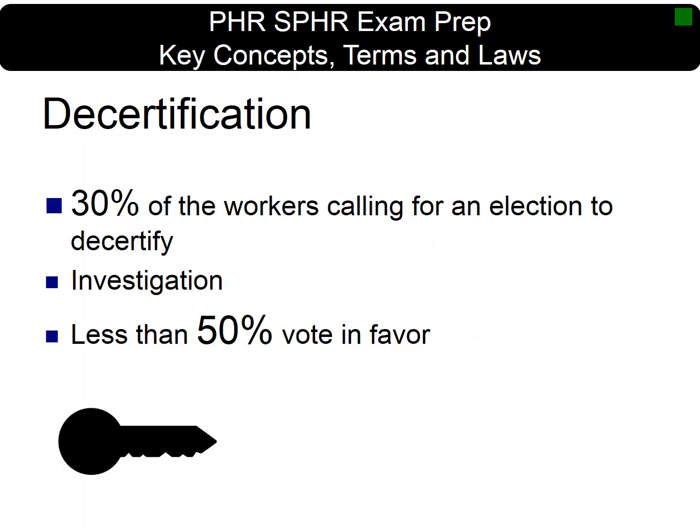A union can be removed through a decertification election. The process for decertifying a labor union follows the same procedure as for organizing one. The NLRB must receive a petition from at least 30% of the workers calling for an election. After the usual investigation, an election is held. If less than 50% vote in favor of the union, it is decertified.